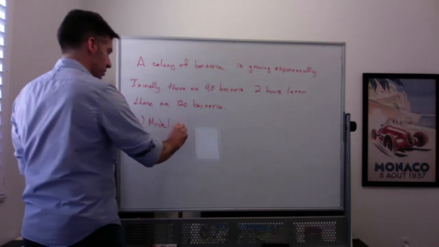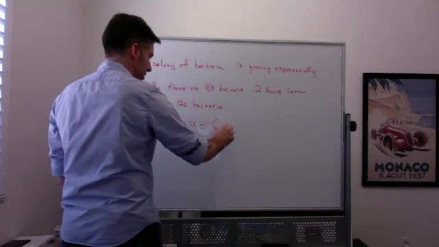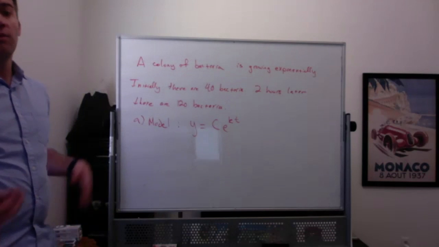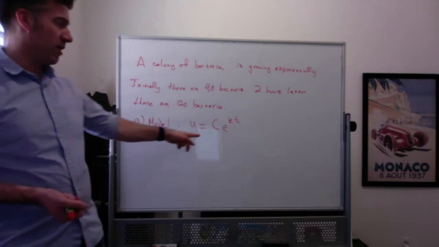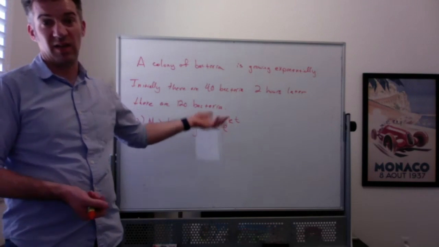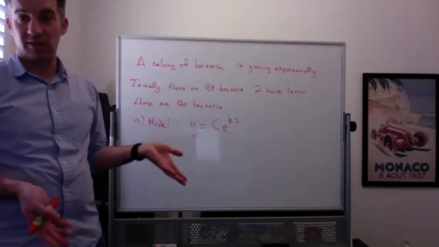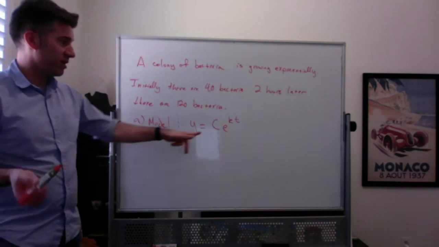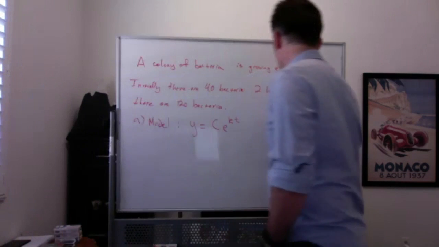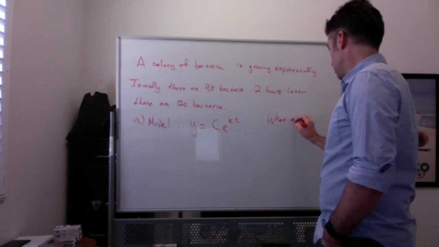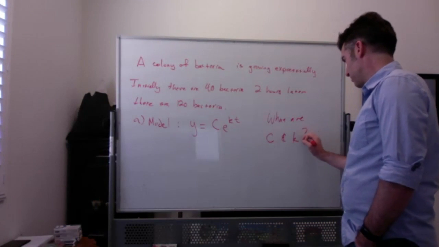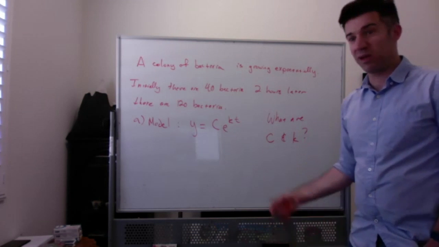Meaning, the model is always this, y equals c e to the kt. People use other letters sometimes, people like a e to the kt or a e to the rt. Doesn't matter what letters you use for the constants. And our job is to figure out what the constants C and K are. That's what we have to do before we can answer any questions.